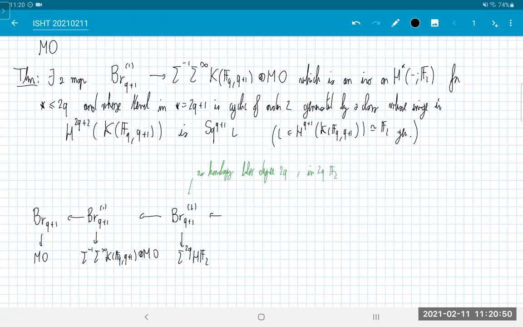Again, this is not quite an Adams resolution because these vertical maps are not surjections on homology, but they are surjections in low enough degree. That's what I mean when we are computing just a fragment of what's going on.